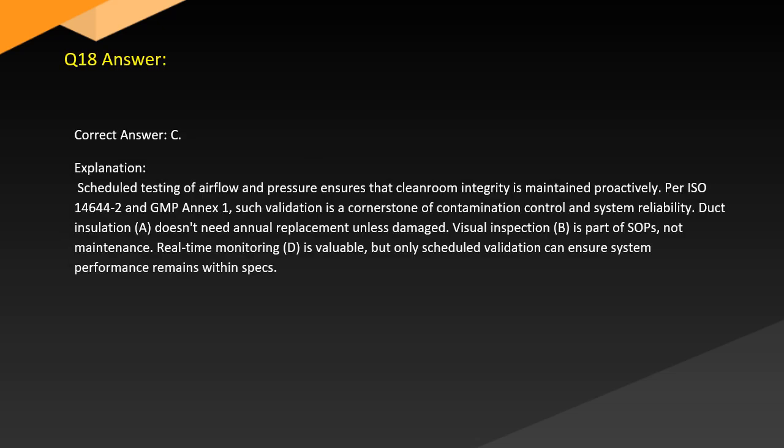Answer. Correct answer: C. Explanation. Scheduled testing of airflow and pressure ensures that cleanroom integrity is maintained proactively. Per ISO 14644-2 and GMP Annex 1, such validation is a cornerstone of contamination control and system reliability. Duct insulation doesn't need annual replacement unless damaged. Visual inspection, B, is part of SOPs, not maintenance. Real-time monitoring, D, is valid, but only scheduled validation can ensure system performance remains within specs.